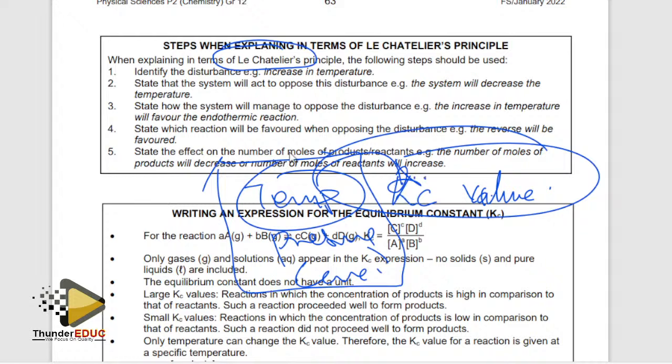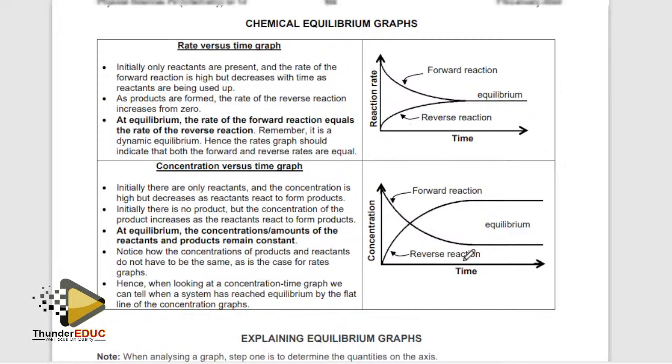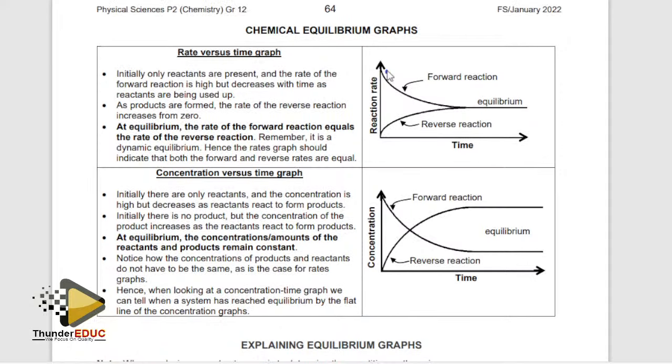They can bring it and then ask you, temperature has increased. Tell us whether the Kc value remains the same, increases or decreases. So it will depend on whether it's endothermic or exothermic. I'll show you. So we say that this is the forward reaction. Why? Because the reactants are decreasing. And then this is the reverse reaction. If the forward reaction and the reverse reaction are equal, then it will be equilibrium. So what is equilibrium? It is when the rate of the forward reaction and the rate of the reverse reaction are equal.